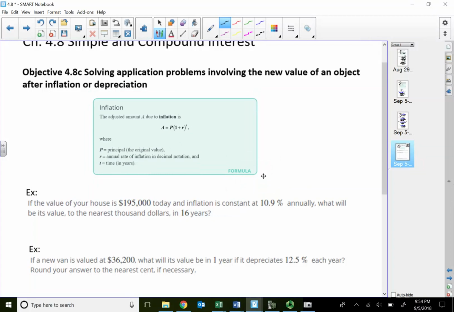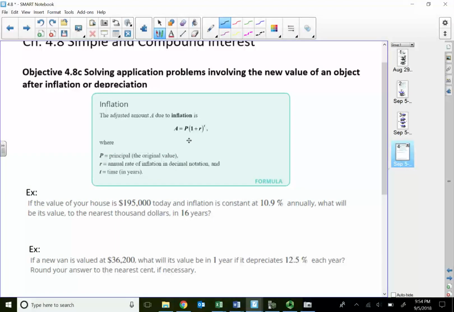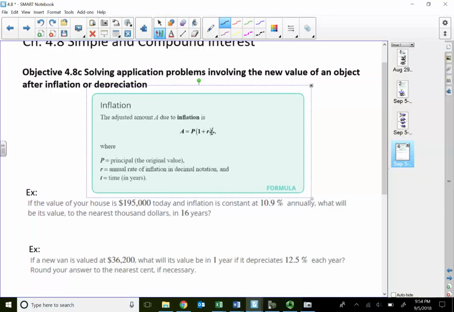very similar to the compound interest formula, just with a little bit of modification. So there's no n in the formula, because inflation and depreciation is calculated annually. So n is always equal to 1. So if we take off the n, assuming it's always 1, then the compound interest formula will look like this. Now for depreciation, I meant to put the formula up here, but I didn't.